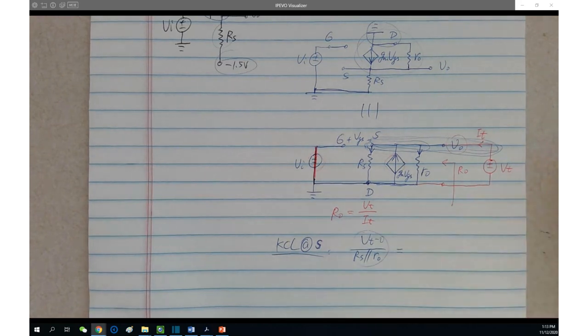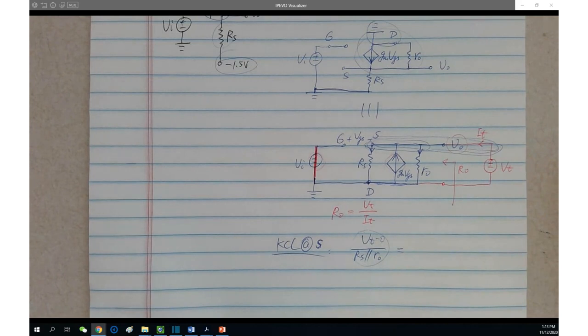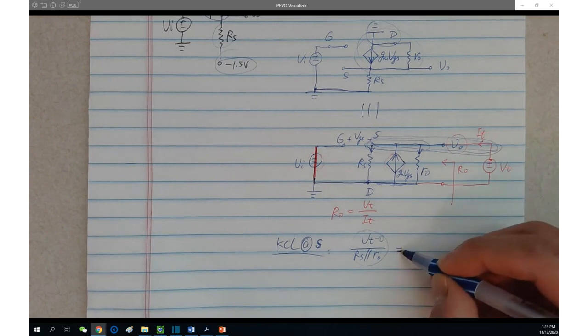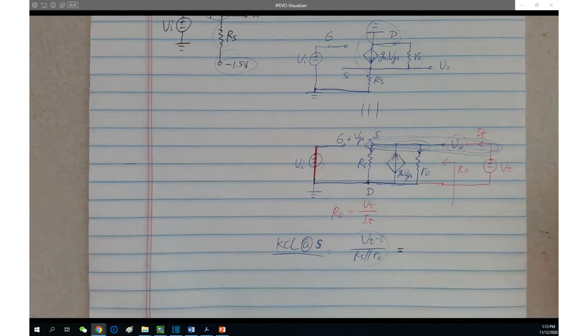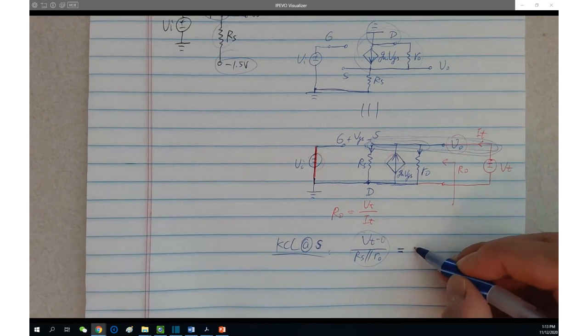Equals to what? Anyone knows equals to what? Would that be negative gm Vgs? Equals to what he said, without the negative. Exactly. Very good.